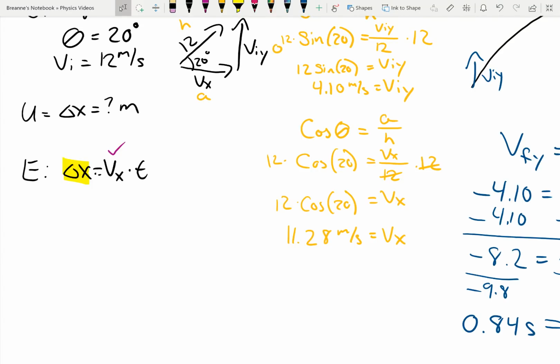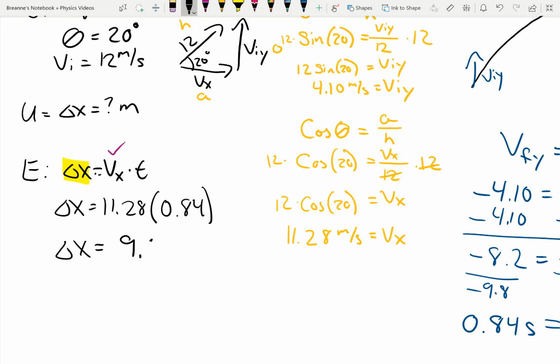So we're looking for our delta x. Our Vx is 11.28. Our time is 0.84. You just plug that in your handy dandy calculator to multiply. So 11.28 times 0.84, and you get a 9.48, if you round, meters. So there we go.